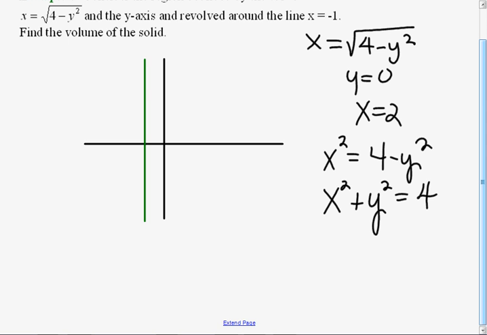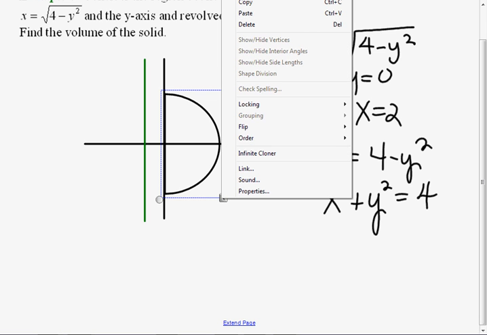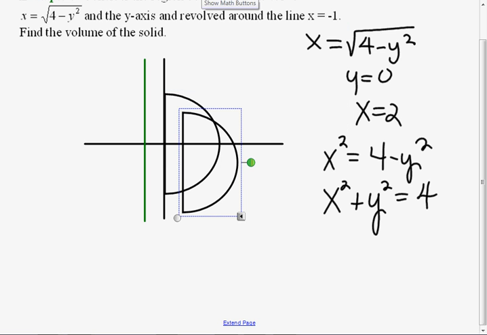Now, it's not the top half of the circle. If it were the top half of the circle, it would be y equals the square root of 4 minus x squared. It's x equals, so that means it's sideways. So it's the right-hand side of the circle. It's that. And then I'm going to clone it. Nope, it's not a function, but I can still do the problem.